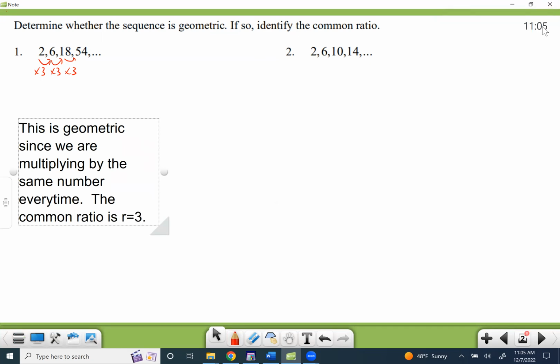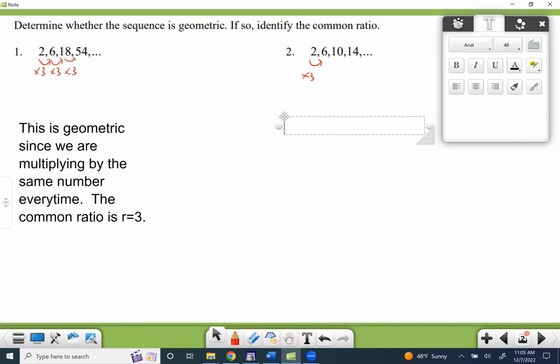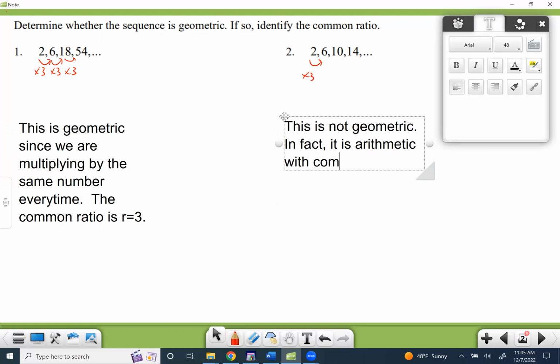All right, if we head over to this one, we can see that it looks like we multiplied by 3, but we did not multiply by 3 again. Okay, so this one is not geometric. On top of that, we could say even more. It looks like we're adding 4 every time. So this one actually would be arithmetic. Okay. This is not geometric. In fact, it is arithmetic with common difference D equals 4. Okay, we're adding 4 every time.